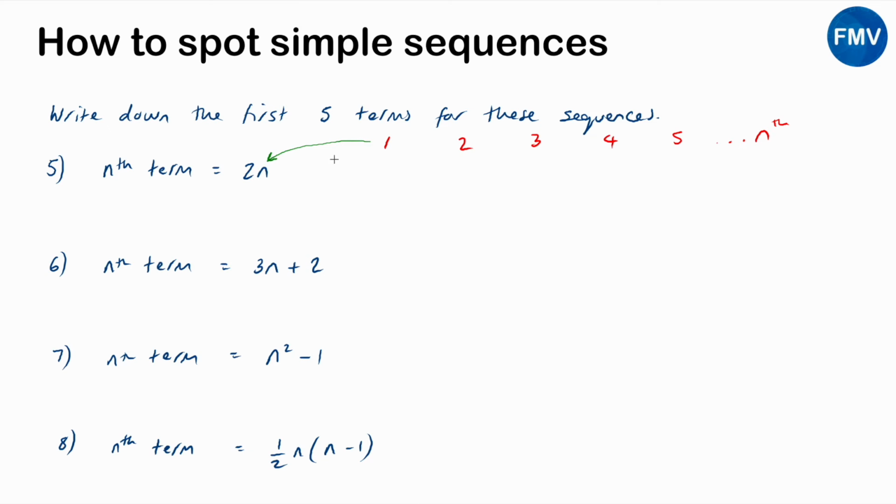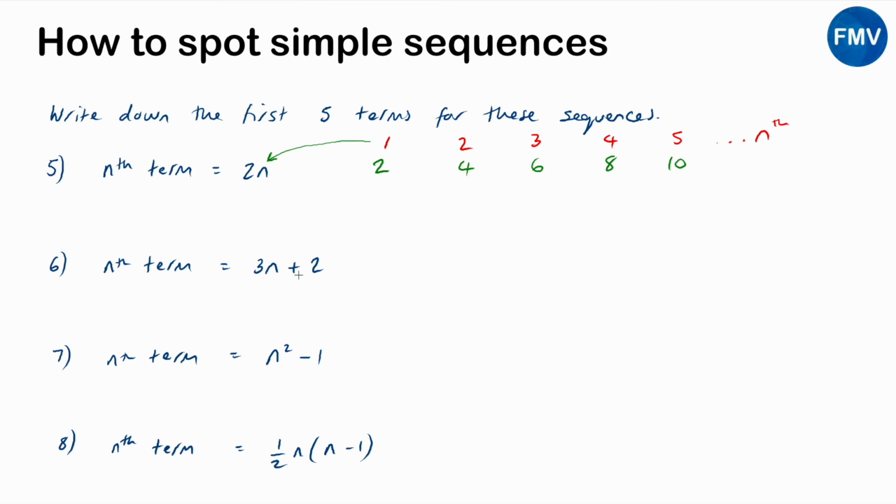So I have 2 multiplied by 1, which is 2. Then I take this 2 here, the position 2, multiplied by 2, which is 4. We're saying these position values are n. 2 multiplied by 3 is 6. 2 multiplied by 4 is 8. And 2 multiplied by 5 is 10. So that's the first 5 terms.